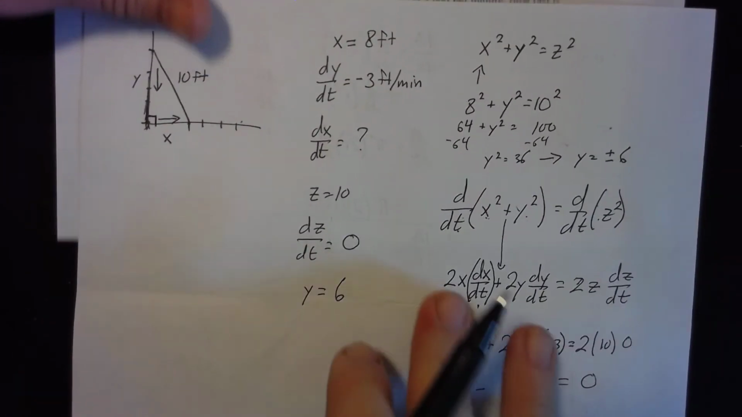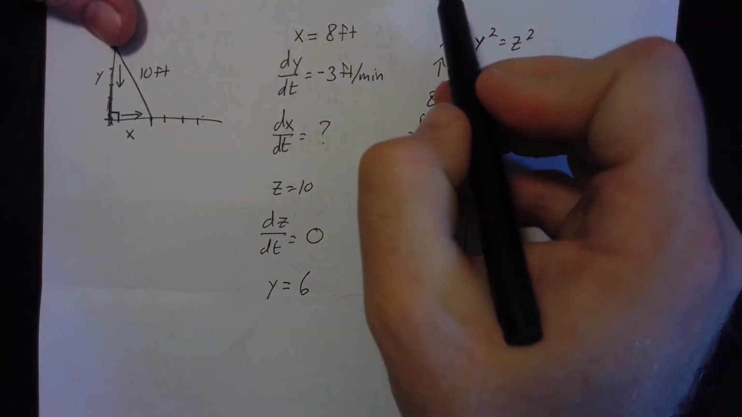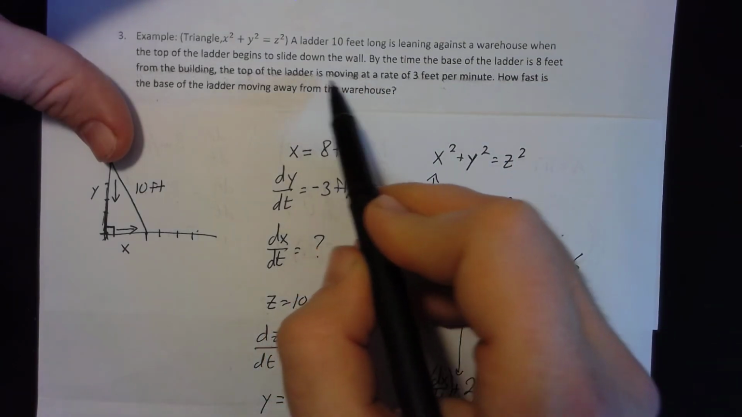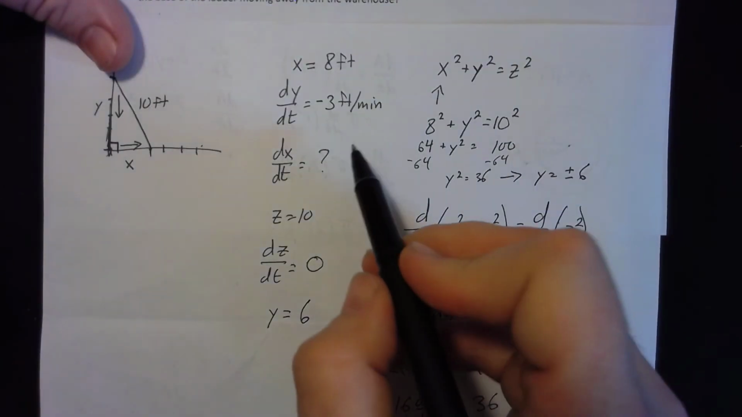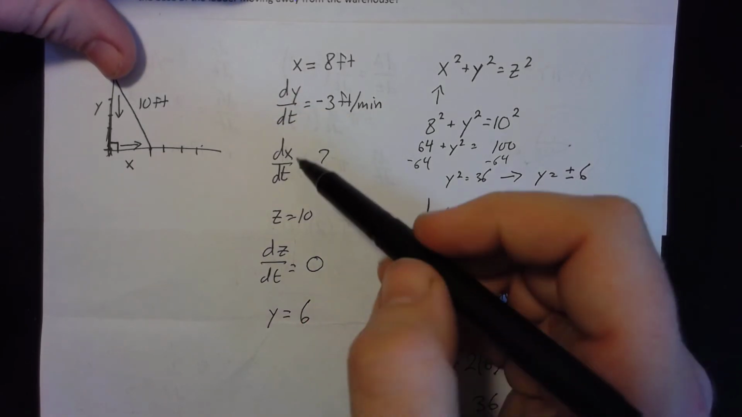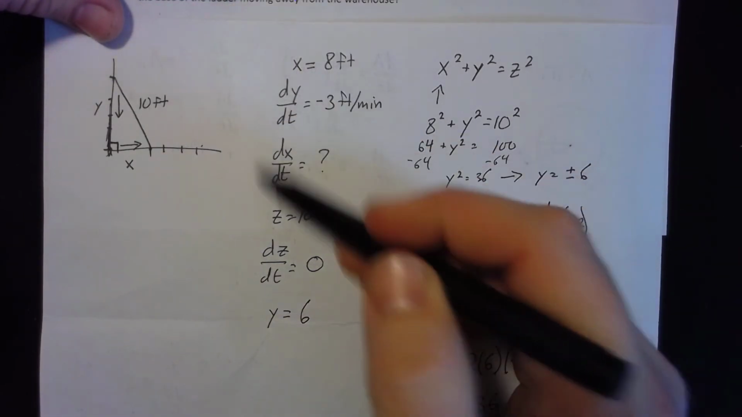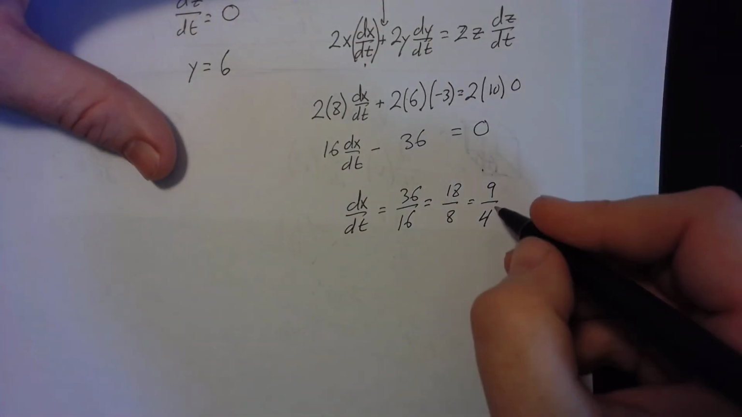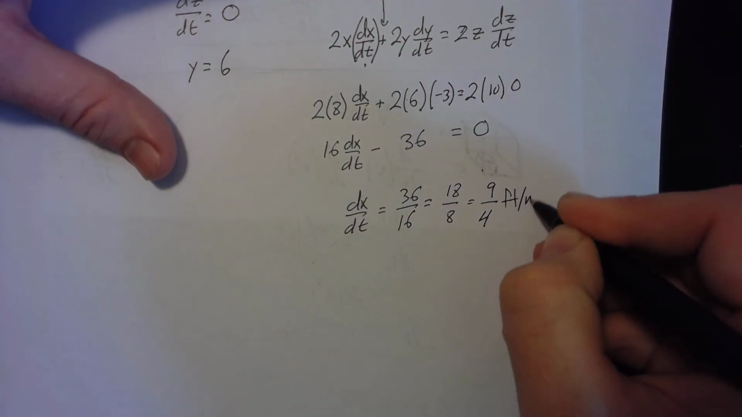Well, what's time in this particular problem? If you look back, you'll notice that it's 3 feet per minute for the ladder moving down at that rate. This one here is feet per minute. Everything in this problem is in terms of feet, and the rate of time is minutes. So this final answer will be 9/4 feet per minute.